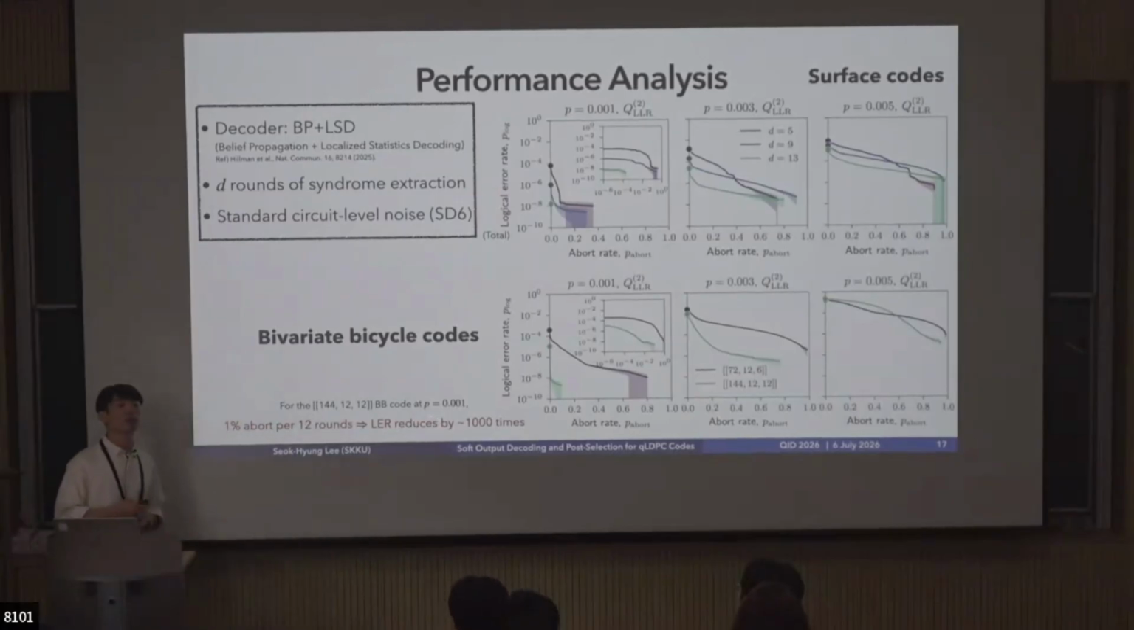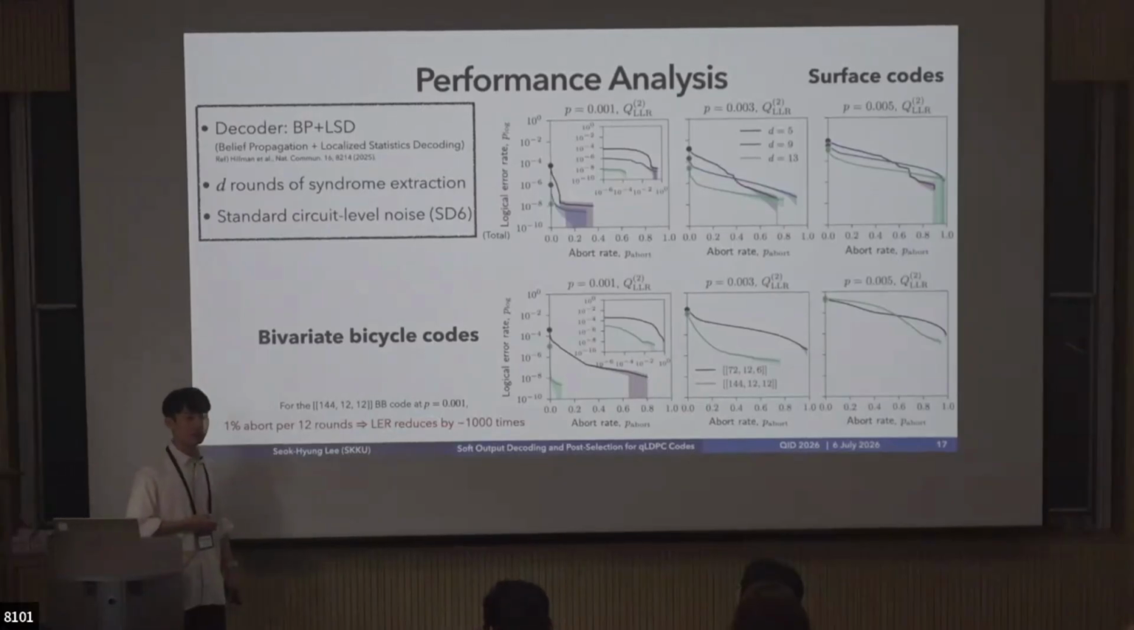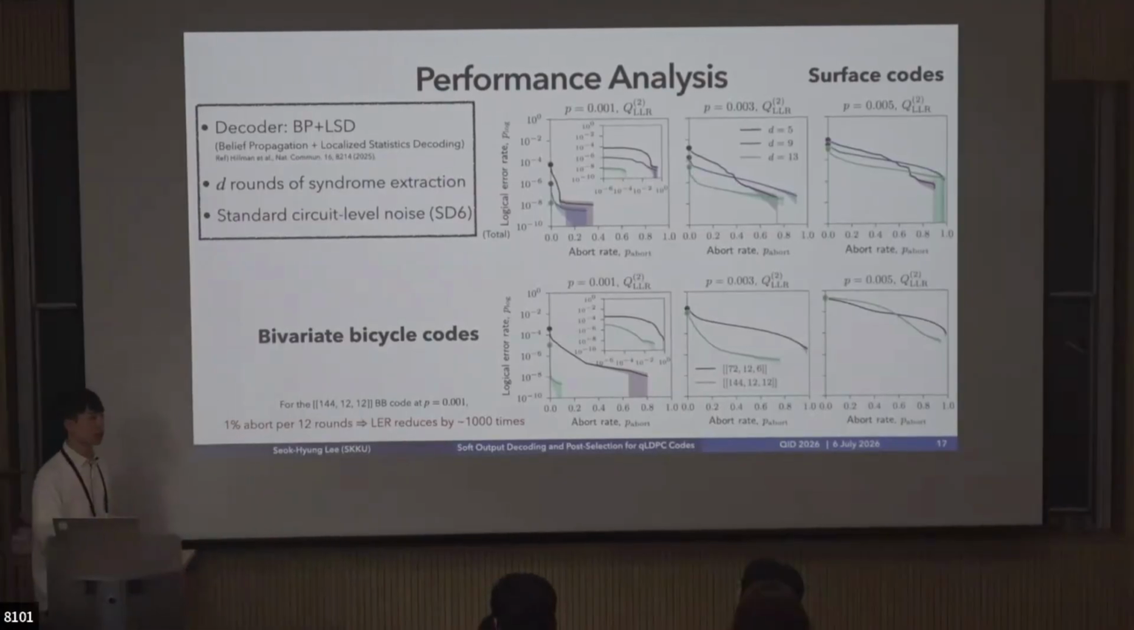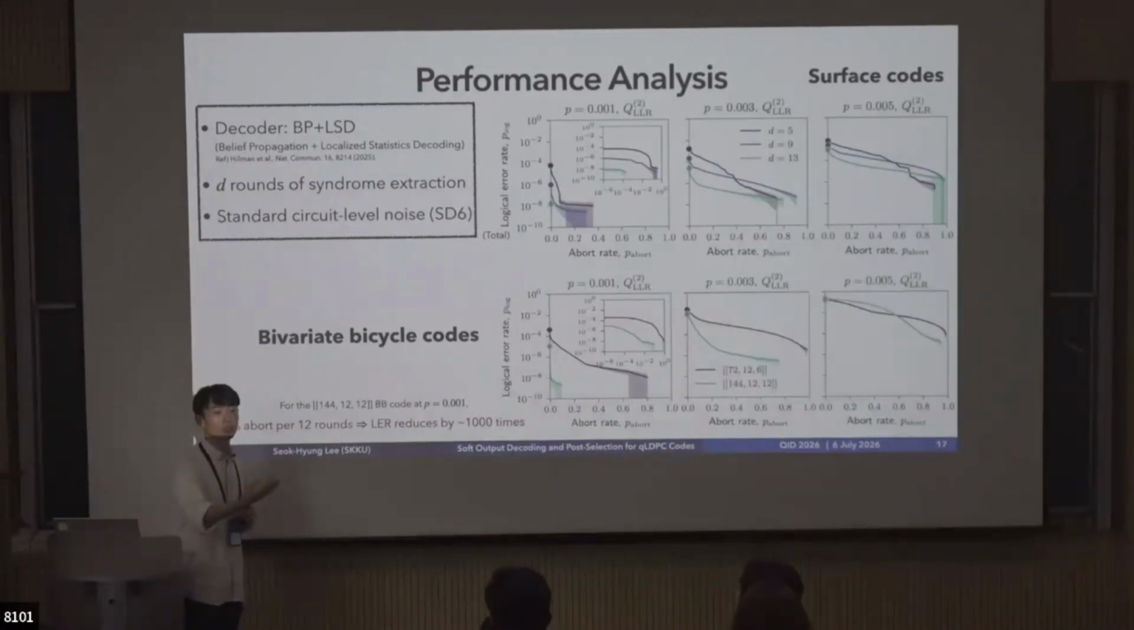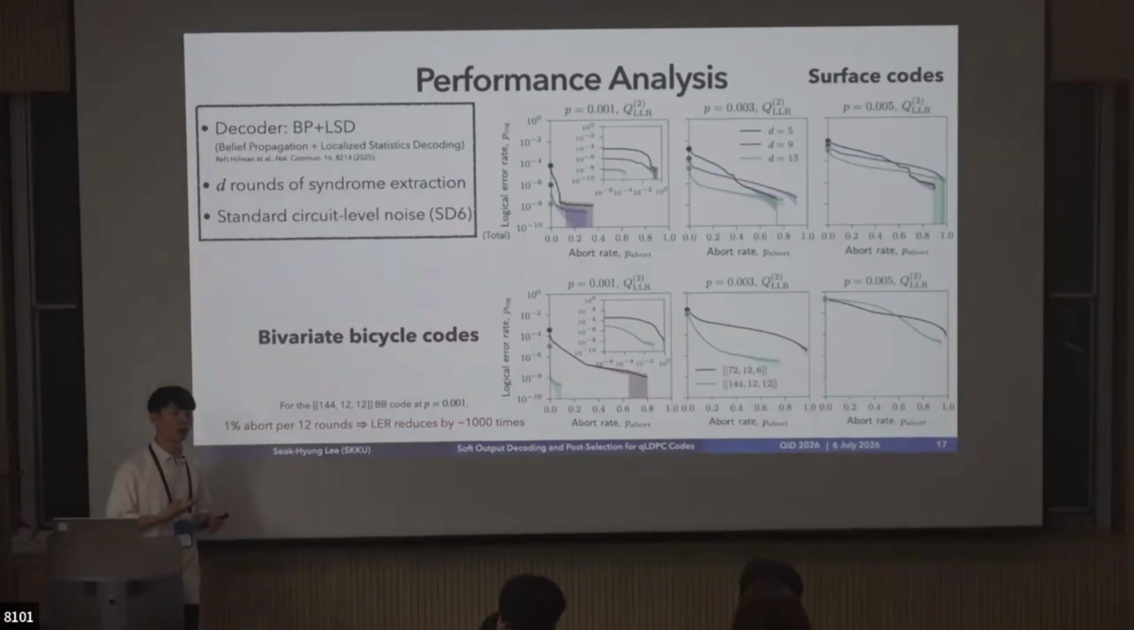So this abort rate is controlled by the cutoff that you put. Right? Yeah, that's right. So both the abort rate and the logical error rate are functions of the cutoff values. But we thought that the cutoff values themselves don't have a specific physical meaning. So what is important is the tendency between these two.